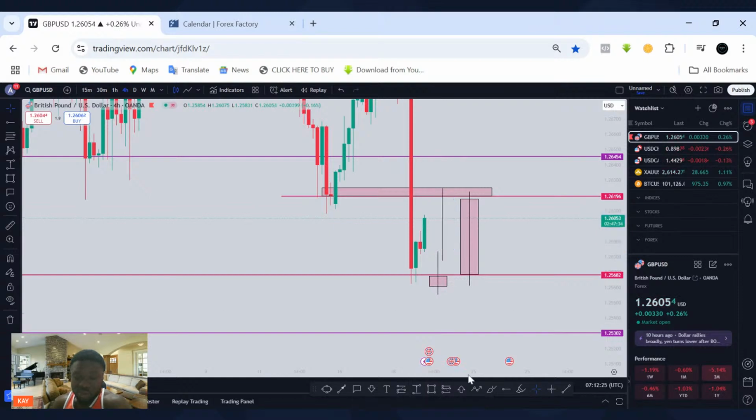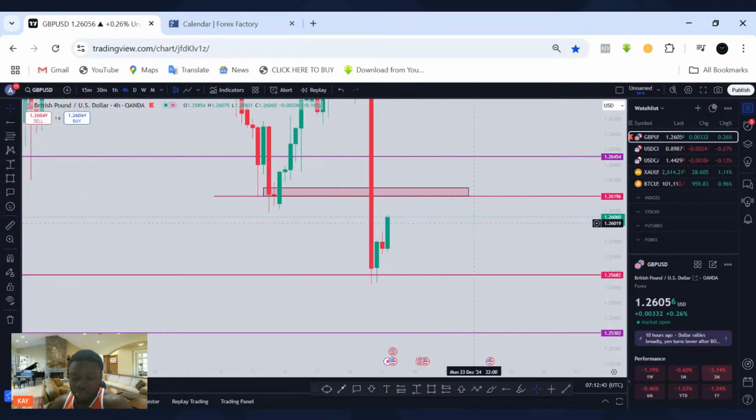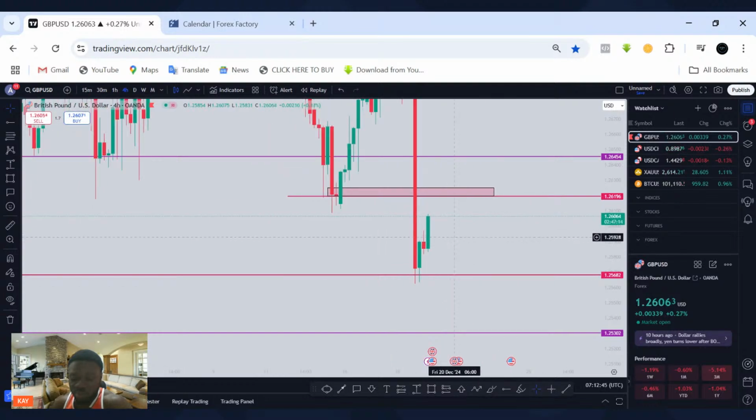So I'm not interested in any buy on GBP USD. Okay, because all the time frames are giving me an indication that price is going to sell. So I'm not interested in any buy on GBP USD today. What I'm interested in is a sell. That's what I'm interested in for today. I'm not interested in a buy. So this is just a short-term move. Okay, so don't be trapped by the buy.